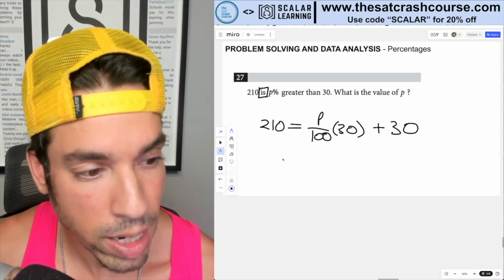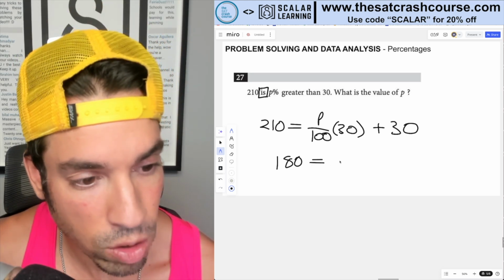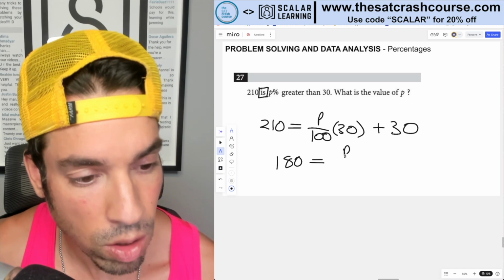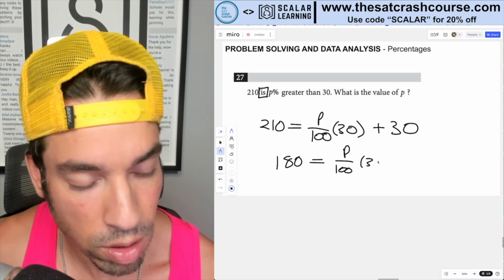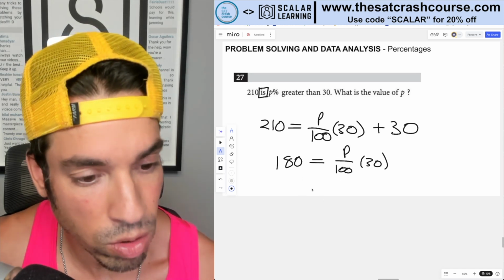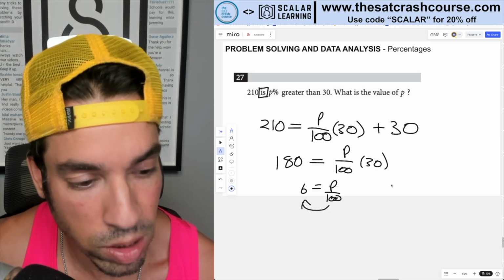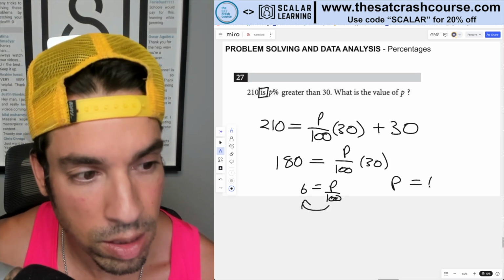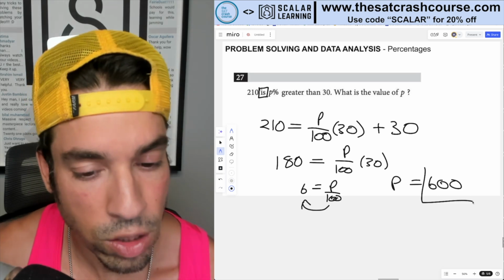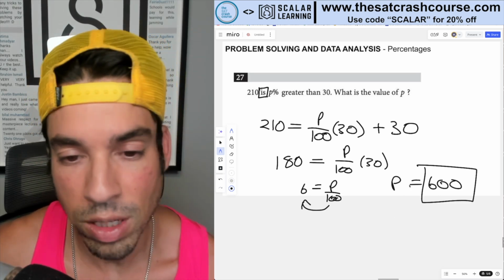Now we can solve. We minus 30 from both sides. 180 equals p over 100 times 30. Then we divide both sides by 30. 6 equals p over 100. Last step, multiply both sides by 100, and p is equal to 600. So this represents 600%. 600 is the winner.